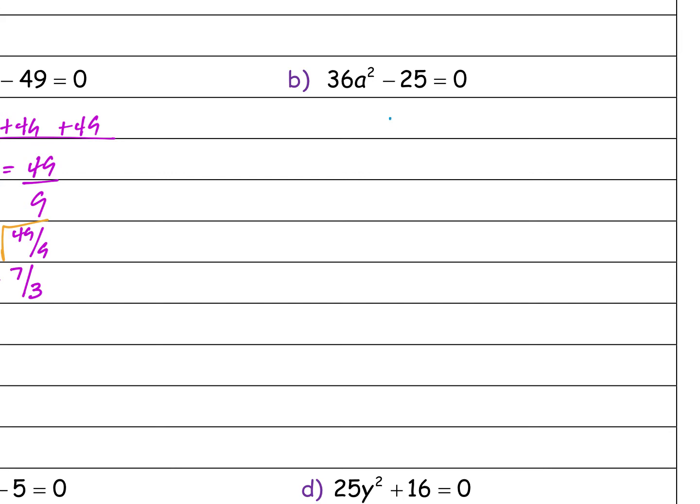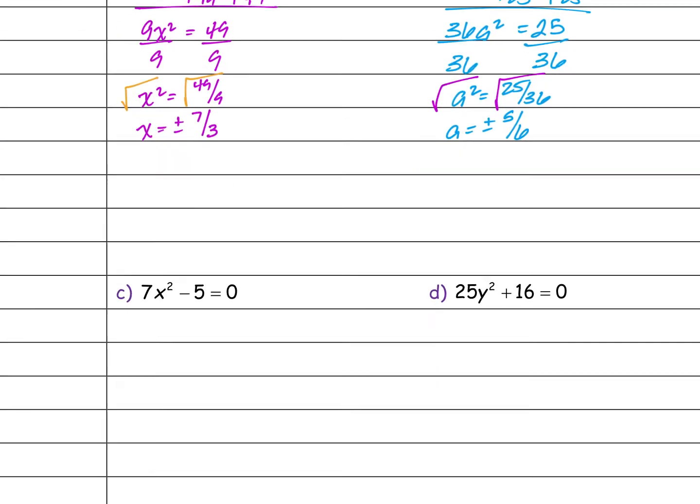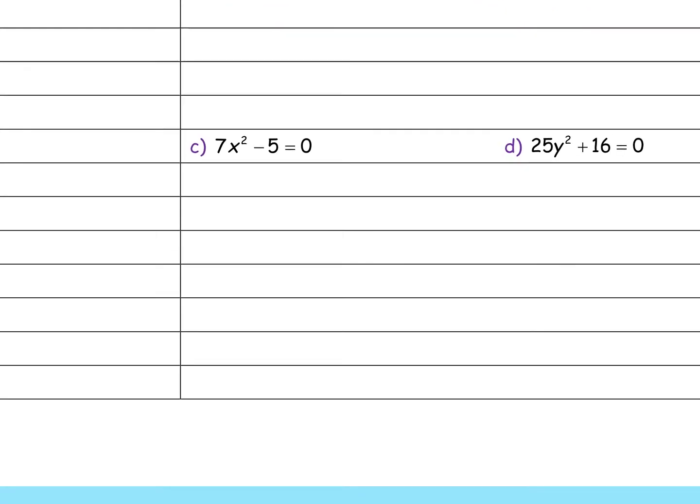Okay, B, add 25 to both sides. And I'm going to get 36a squared equals 25. Divide by 36, and a squared is going to be 25 divided by 36, but I want a, so I'm going to square root it. So I get a is going to equal plus or minus 5/6. We okay so far, everybody? Awesome sauce. All right, number C.